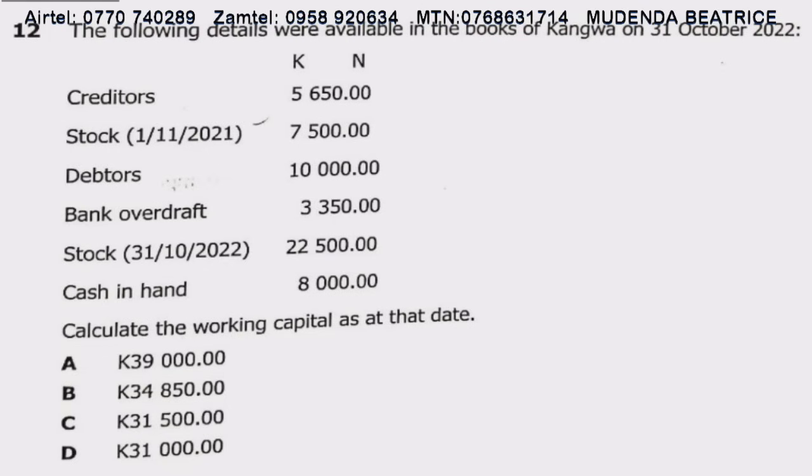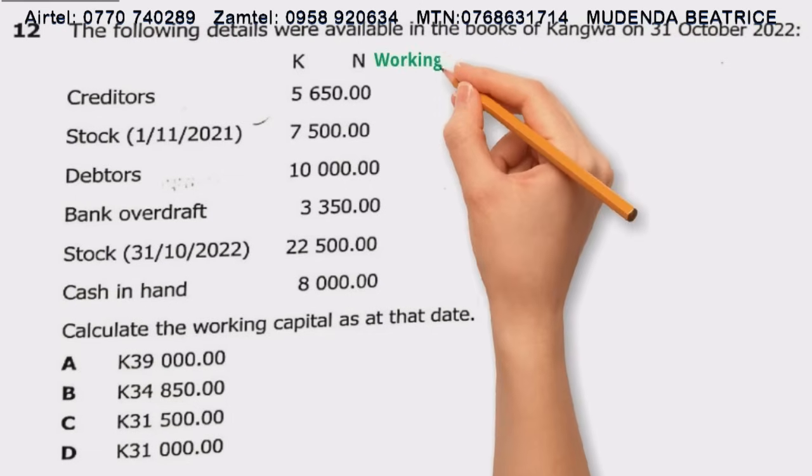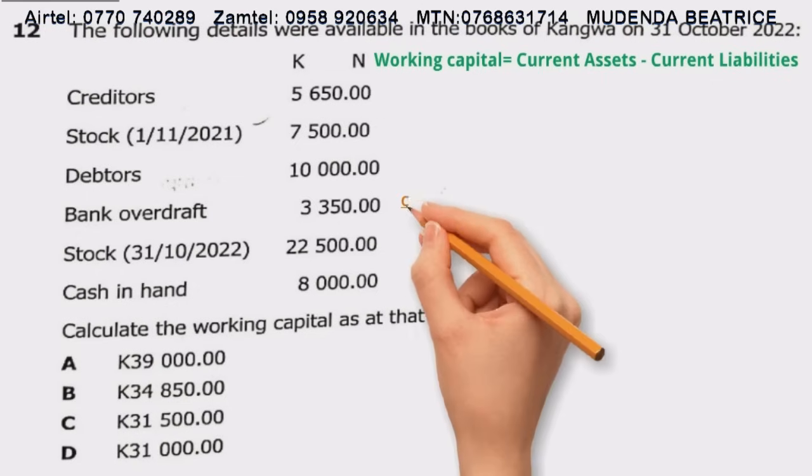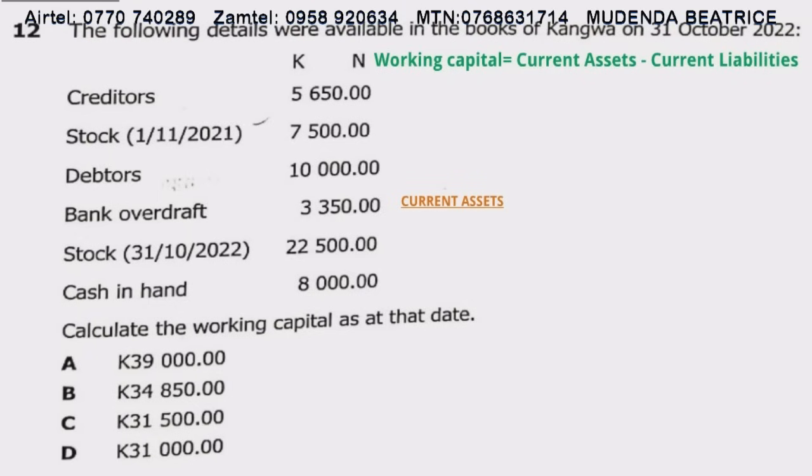Okay, so we need to find the working capital according to these transactions given. What we need to do first is come up with the formula for finding working capital. Working capital is equal to current assets minus current liabilities. Okay, so let's start with the current assets.